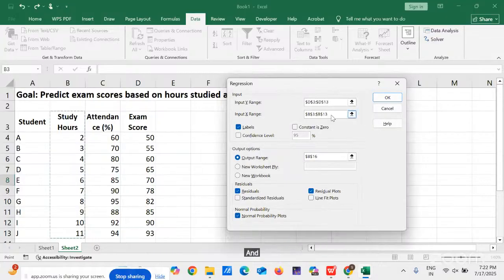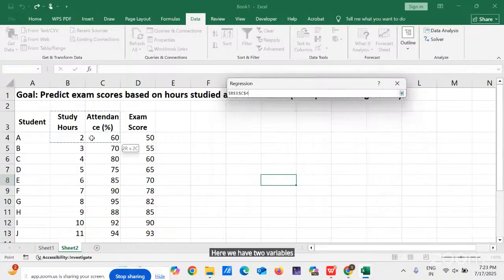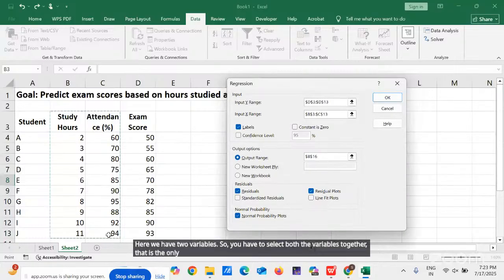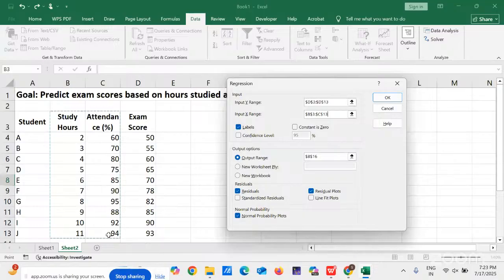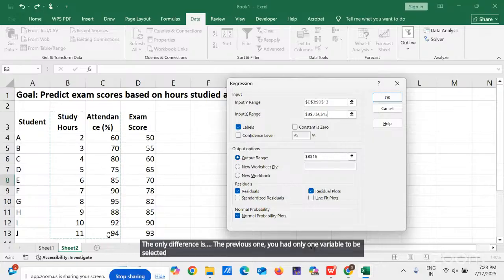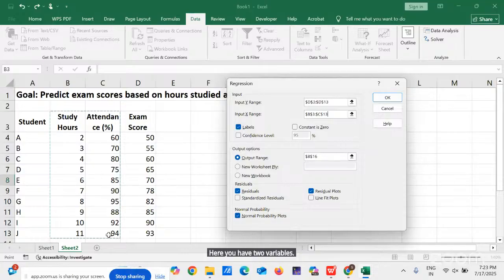and our independent variable. Here we have two variables. So you have to select both the variables together. That is the only difference. The only difference is, in the previous one you had only one variable to be selected. Here you have two variables and both the variables are to be selected together.